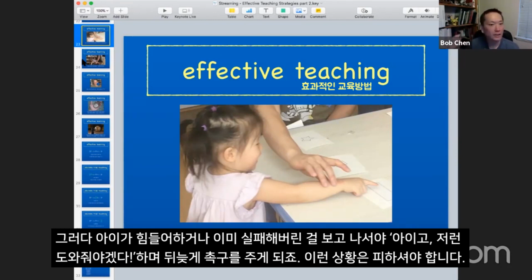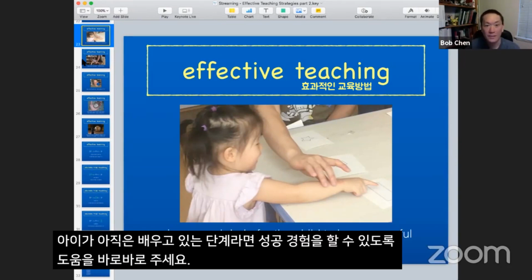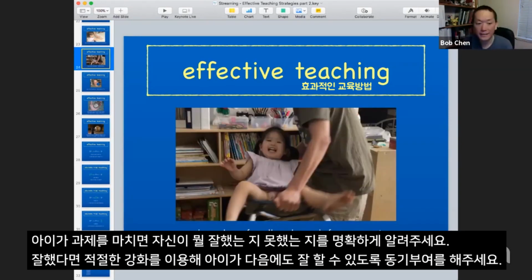And that's something that you really want to avoid. If there's something your child's still learning, they need help. And you need to give them the help right away in order for them to experience that level of success. When the child's completed the task, you want to make sure that the child knows exactly when they've done something right or when they've done something wrong. When they did something right, you have to make sure that you're providing them with a sufficient amount of reinforcement that they're motivated to do the same thing the next time.